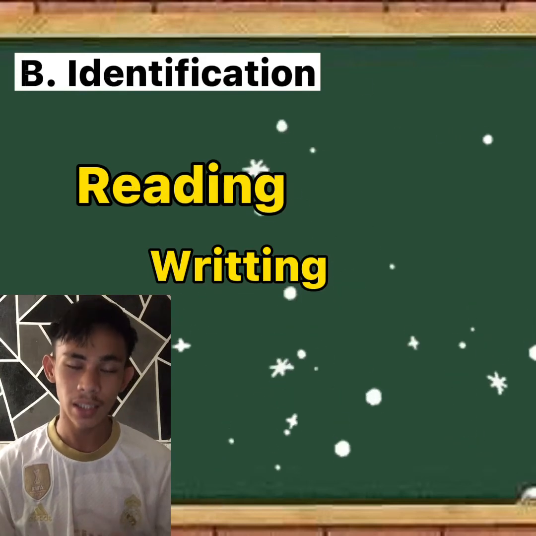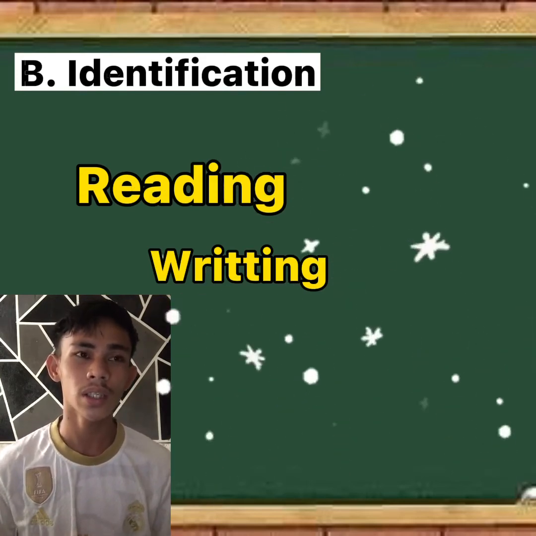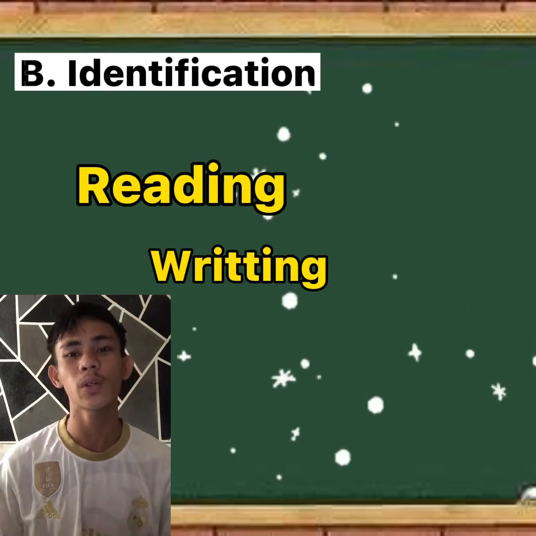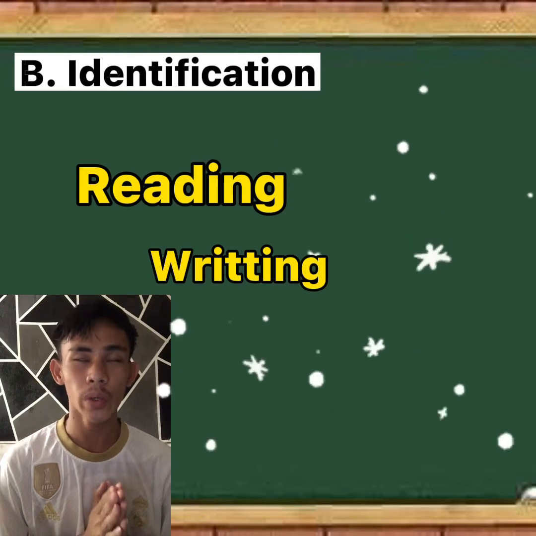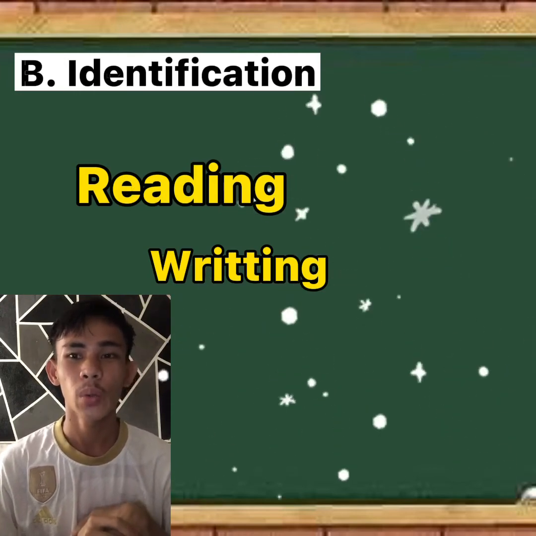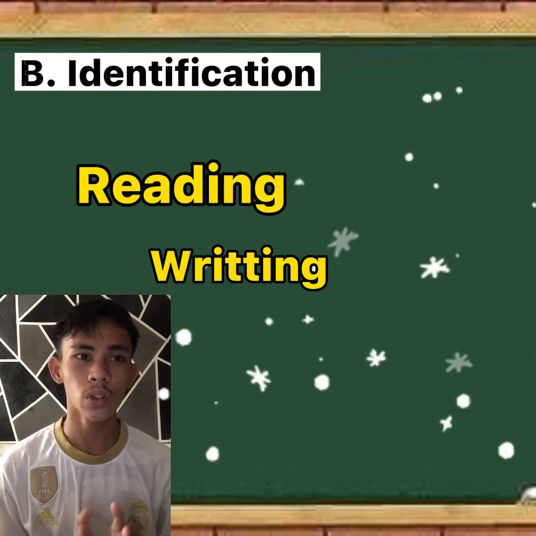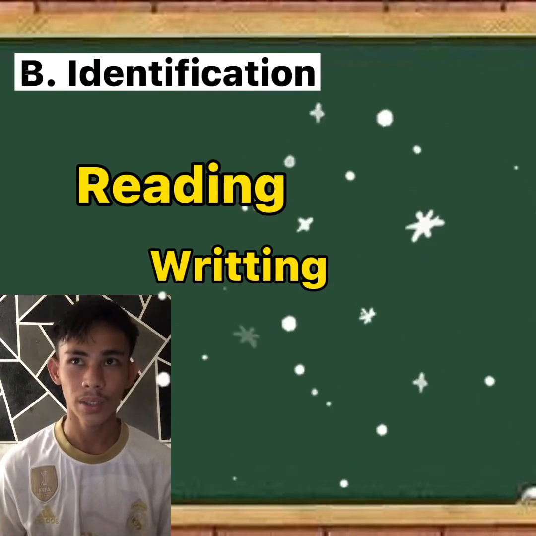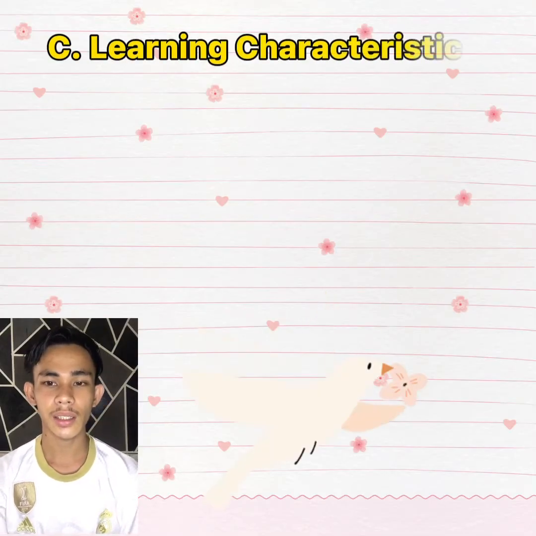So we can identify a person who has difficulty seeing when he or she has difficulty writing or reading. The last one is learning characteristics.